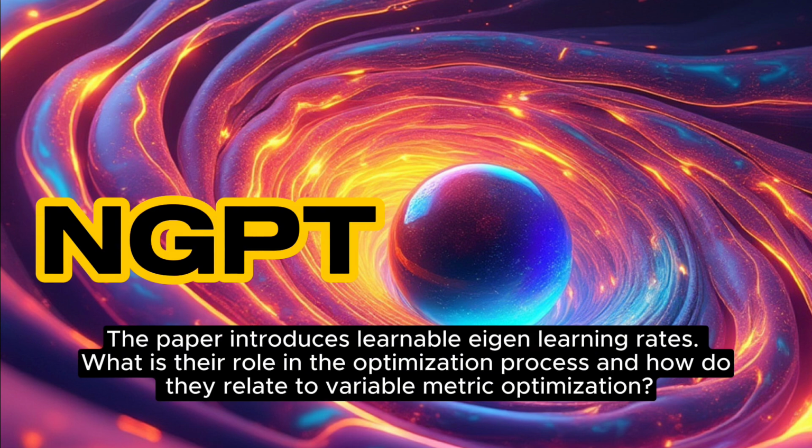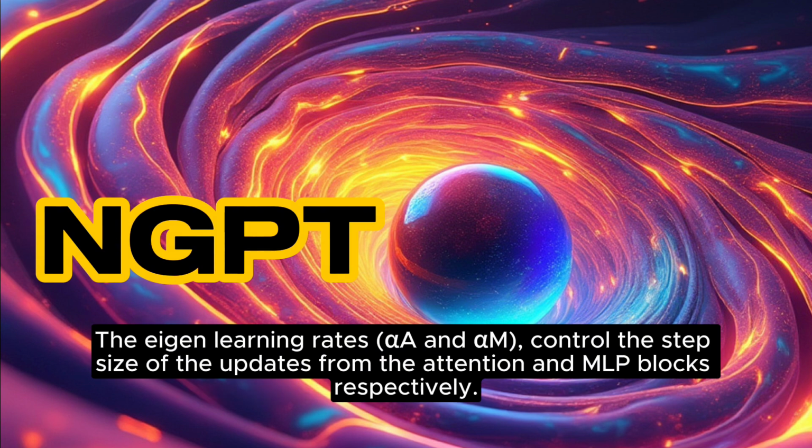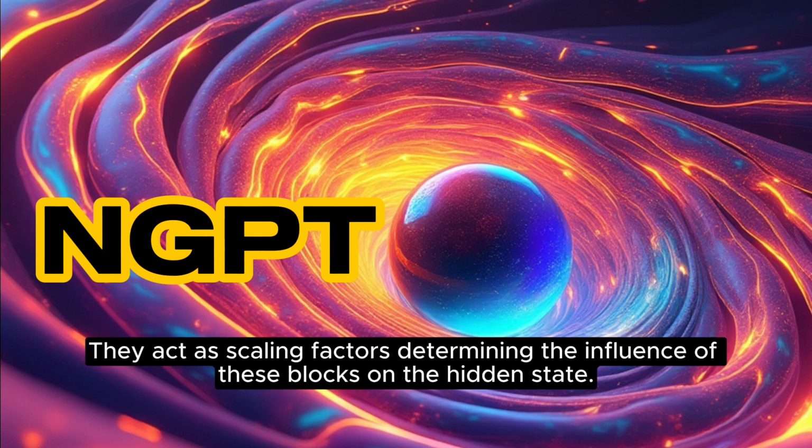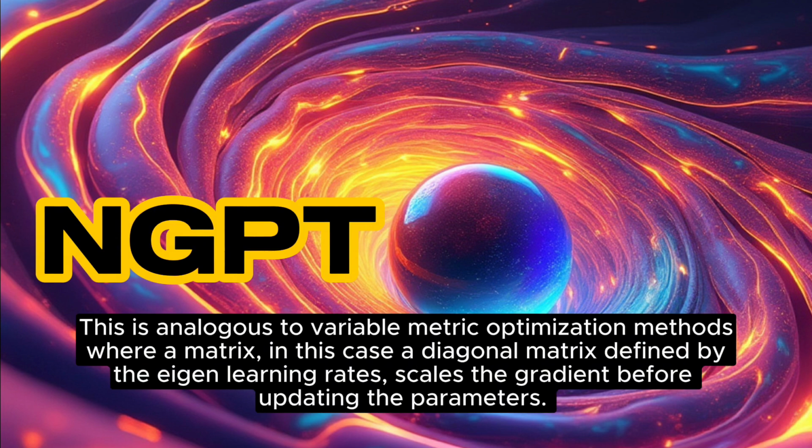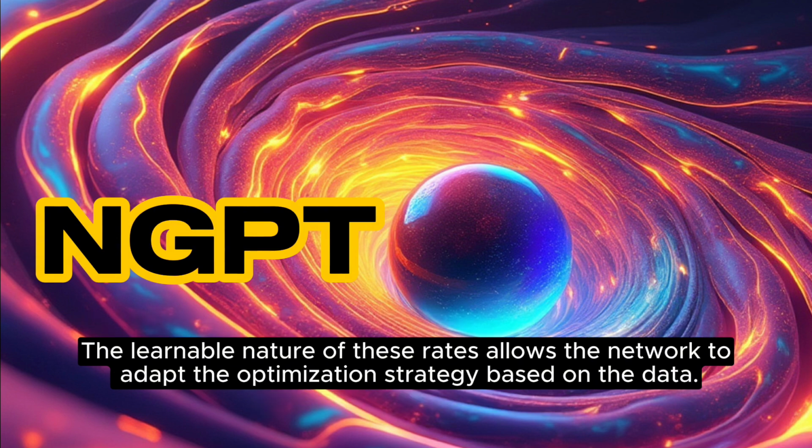The paper introduces learnable eigen learning rates. What is their role in the optimization process, and how do they relate to variable metric optimization? The eigen learning rates, alpha_A and alpha_M, control the step size of the updates from the attention and MLP blocks, respectively. They act as scaling factors, determining the influence of these blocks on the hidden state. This is analogous to variable metric optimization methods, where a matrix, in this case a diagonal matrix defined by the eigen learning rates, scales the gradient before updating the parameters. The learnable nature of these rates allows the network to adapt the optimization strategy based on the data.